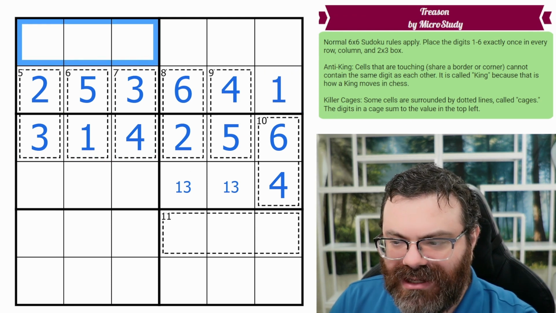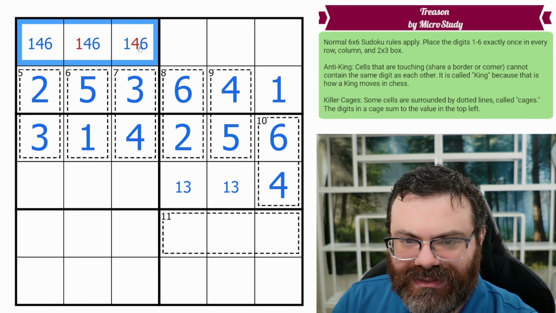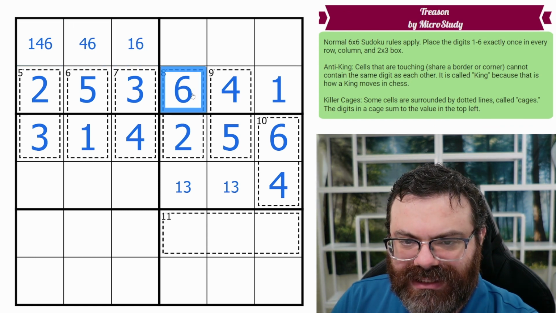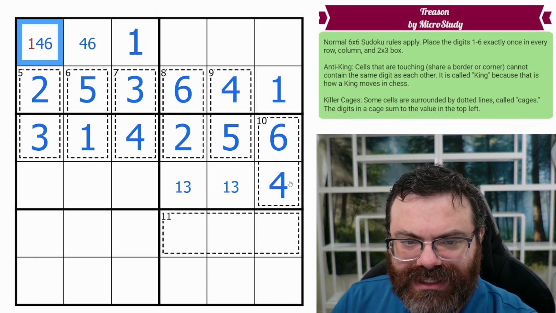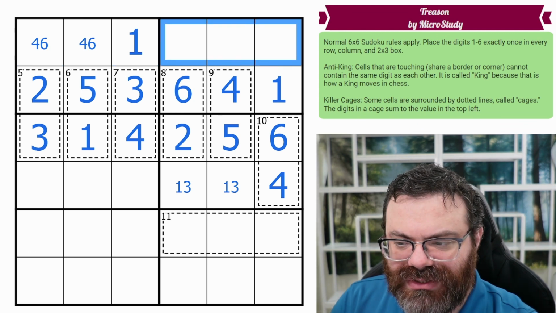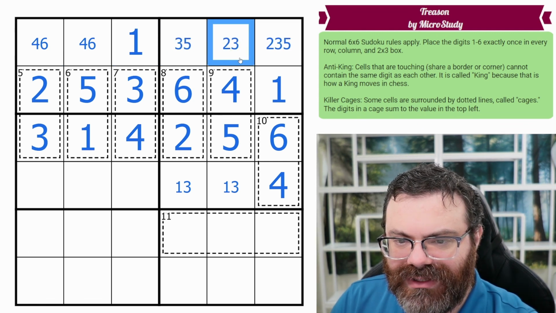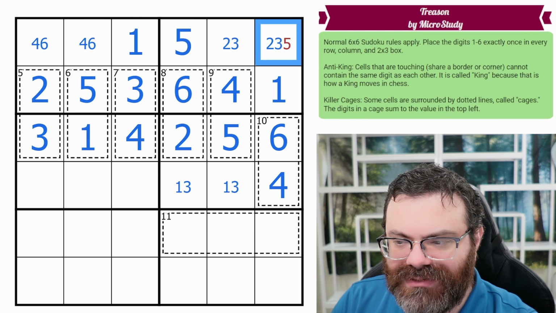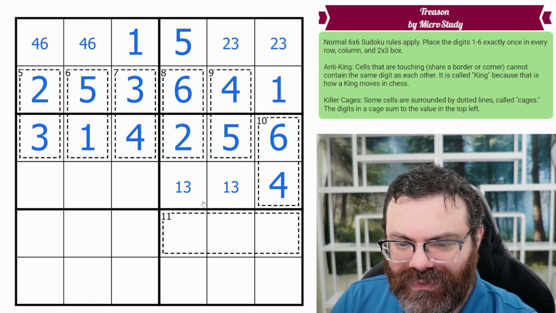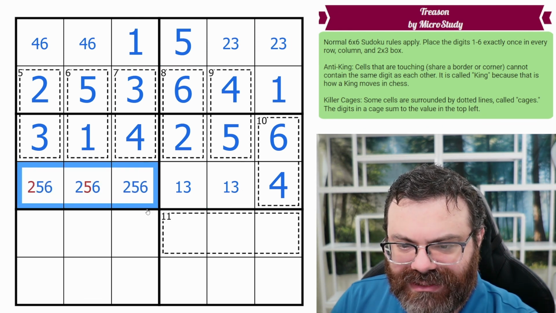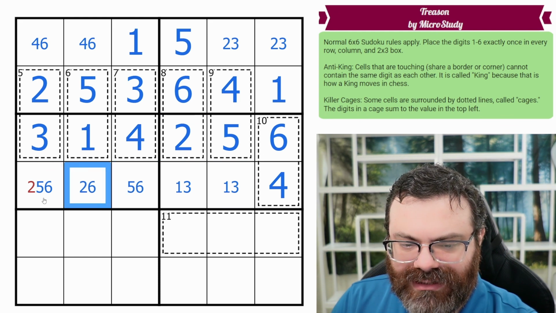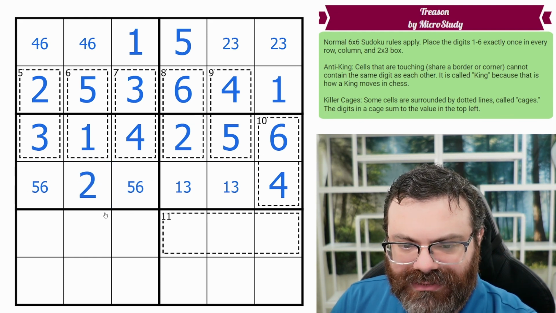Let's just fill all these out. This is 1, 4, 6. This 6 sees here, so that tells us that the 1 goes there. This is 2, 3, 5. Clean that up a bit. The 3 tells us the 5 goes there. Okay, this is 2, 5, 6. The 2 takes 2 out of there. So 2 can only go here.